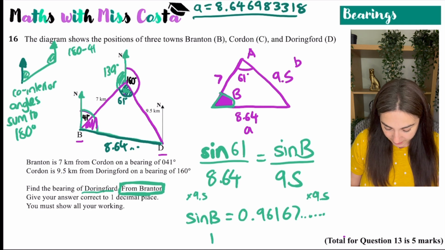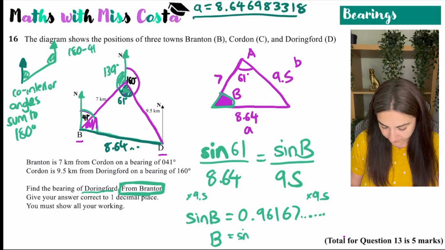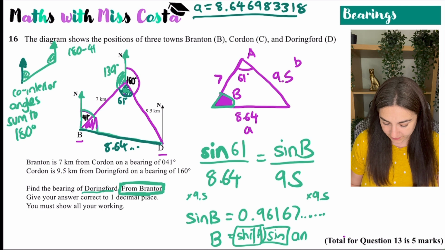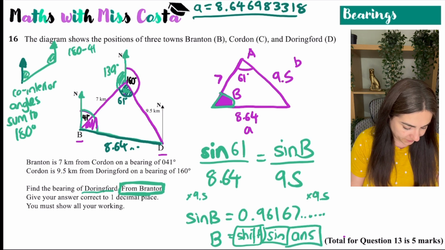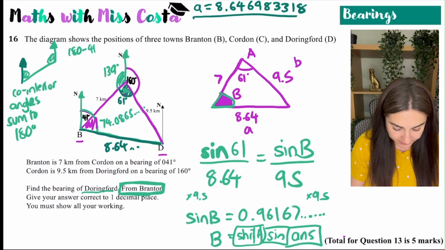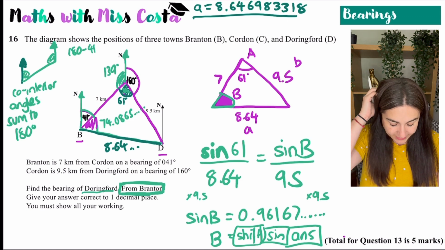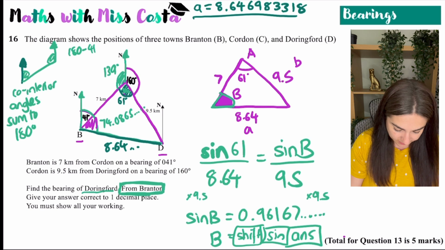Remember, I'm going to save this as my answer, so I don't need to write everything down. So the value of angle B is going to be the inverse. So I press shift, sine, and then answer. So shift, sine, answer, and that tells me that angle B is 74.0865, so forth, degrees.